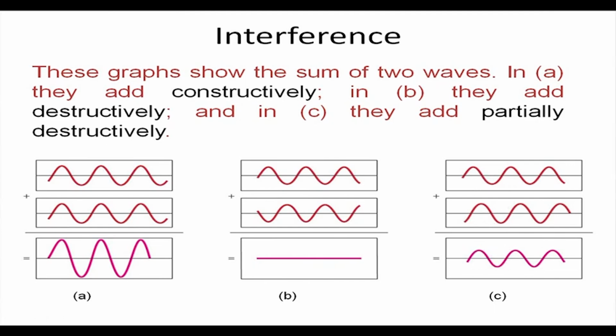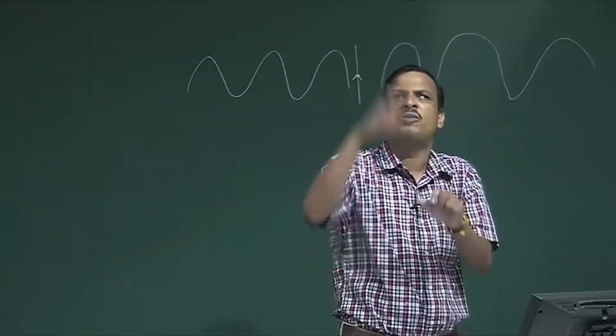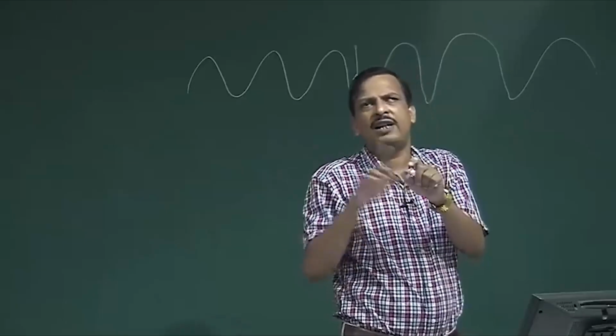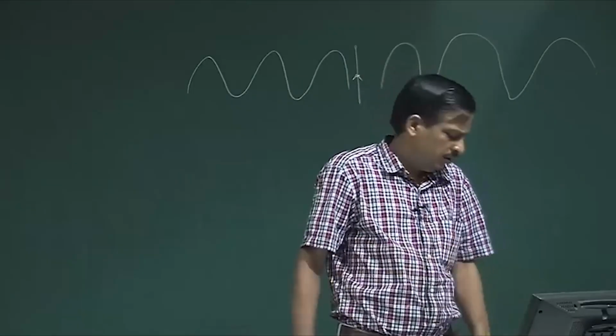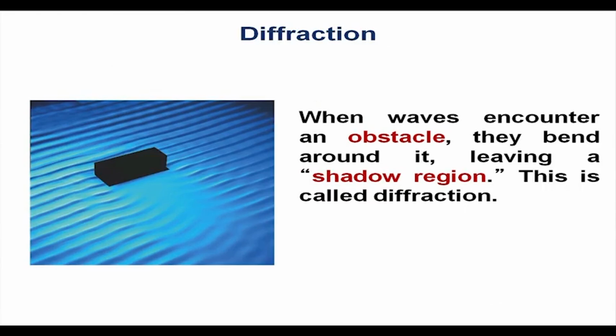You know that if one sine wave passes another sine wave and you add them together, if they are in the same phase, the amplitude will be double. If they are in opposite phase, the amplitude will be 0. If there is a slight phase difference, then at any point it will be the arithmetic sum of the two waves. Similarly, there will be diffraction.